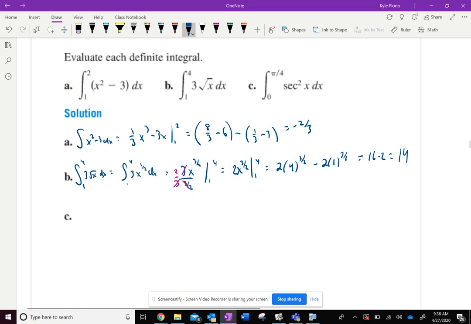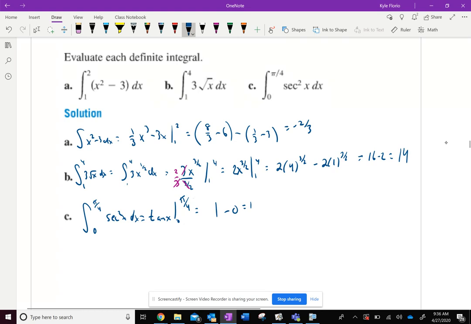And part C, the integral from 0 to pi over 4 of secant squared x dx. I would look up that one in our chart of antiderivatives, and the antiderivative of that is tangent x. So the derivative of tangent x is secant squared, if you remember, from 0 to pi over 4. And tangent of pi over 4 is 1. And tangent of 0 is 0. Equals 1.